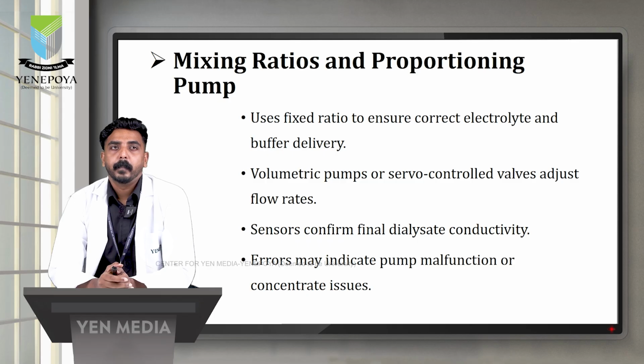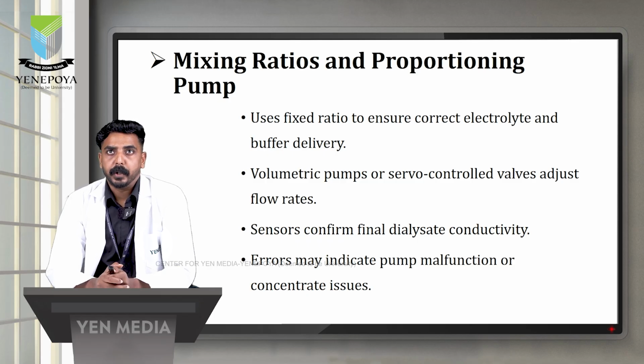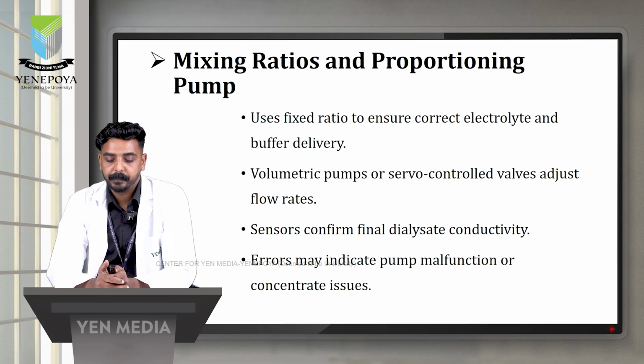Mixing ratio and proportionating pump. It uses a fixed ratio to ensure correct electrolyte and buffer delivery. Volumetric pumps or servo controlled valves adjust flow rates. Then sensors confirm the final dialysate conductivity. Any errors may indicate pump malfunction or concentrate issues.